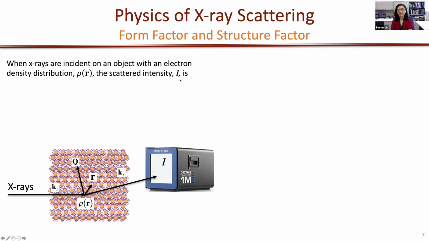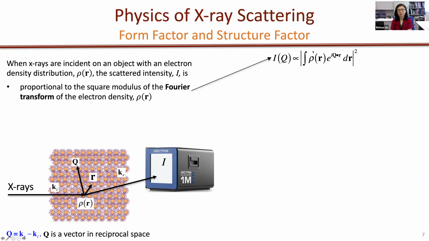When the X-rays shine on an object whose electron density distribution is rho(r), we all know that X-rays see electrons when they shine on an object. So the intensity that you observe on the detector is proportional to the Fourier transform of this electron density squared. So now you see the intensity is described in Q space, which we're now familiar with already.